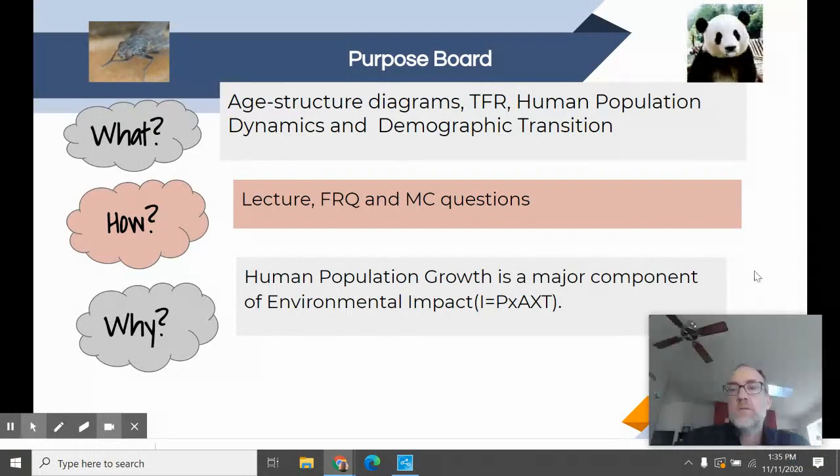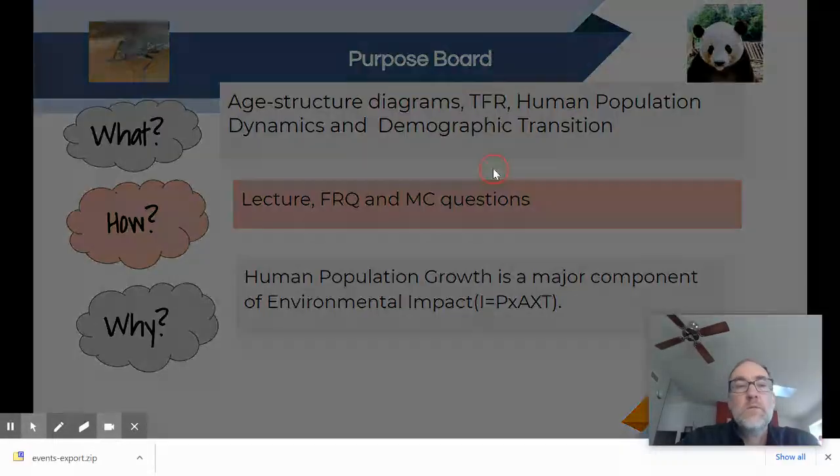Why we're doing this is, if you remember back to our first couple of weeks together, we talked about how important it is to understand models for impact. And one of the ones we looked at is this equation, I equals P times A times T, where P stands for the population. To understand our global impact on the environment, on the Earth, we really need to look closely and carefully at those human populations.